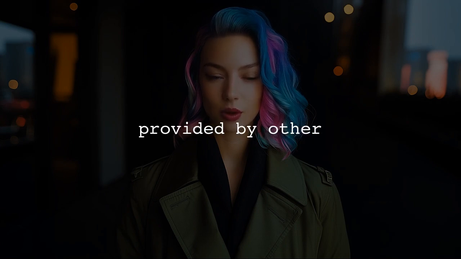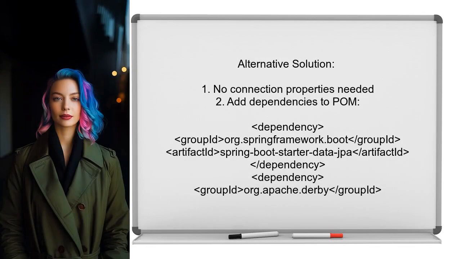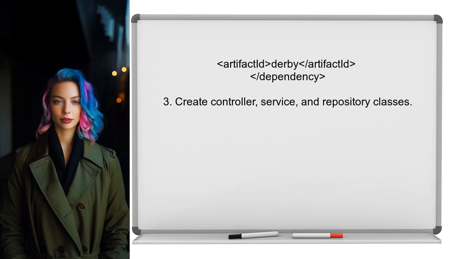Now let's look at the answers provided by other users. An alternative approach suggests that you don't need to specify connection properties when using Spring Boot with embedded Derby. Instead, simply add the necessary dependencies to your POM file.